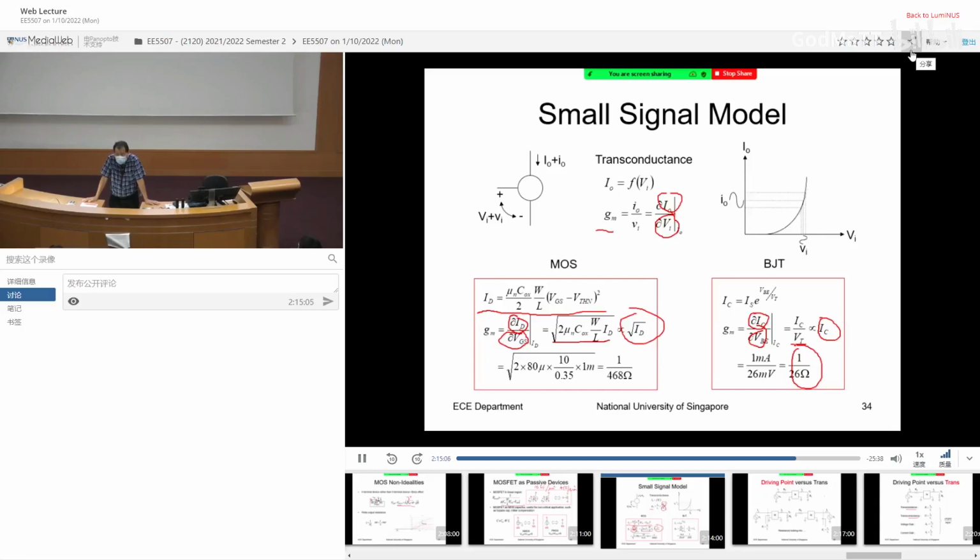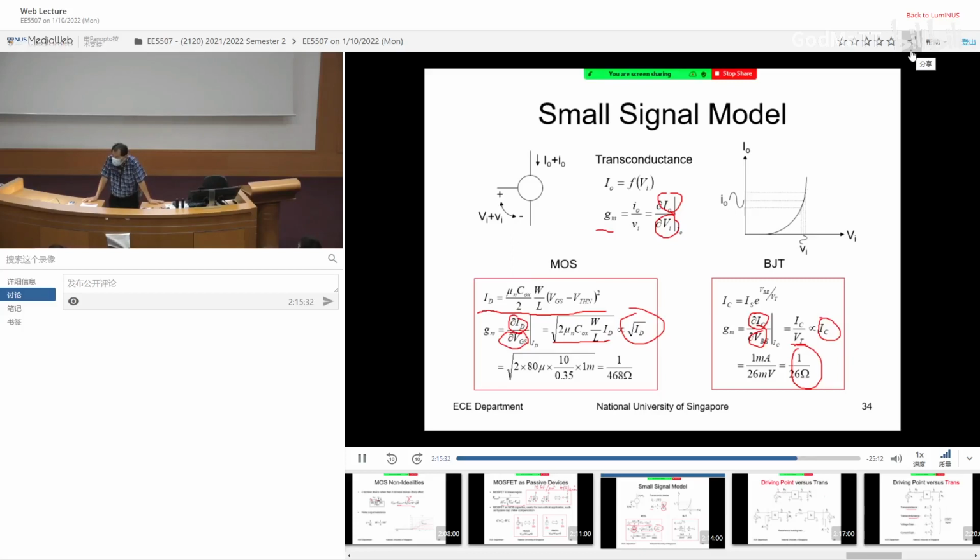Anyone? You see, GM can be bigger. It's better than square law. BJT tells you that, right? And weak inversion or subthreshold behaves like BJT. It means it will give you better GM. So MOSFET, we should operate it like BJT to give you better GM. Why don't we do that?